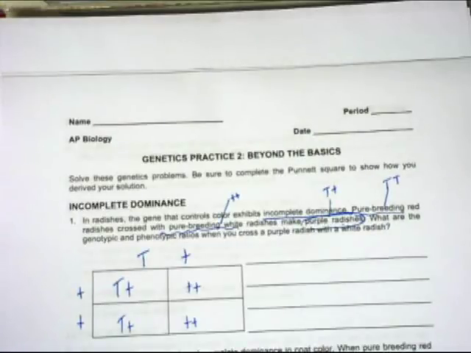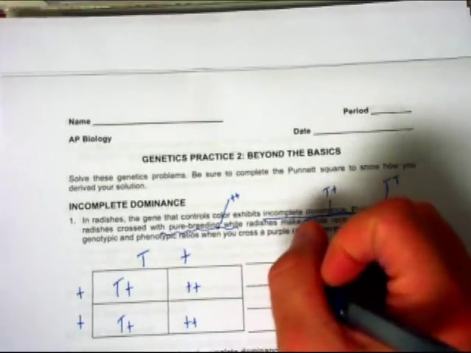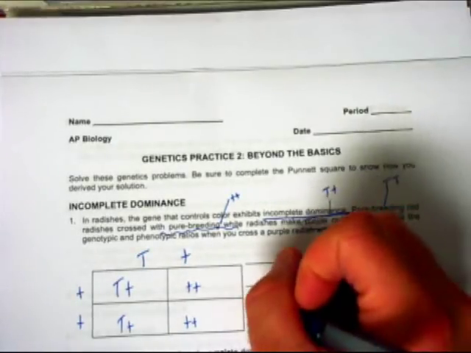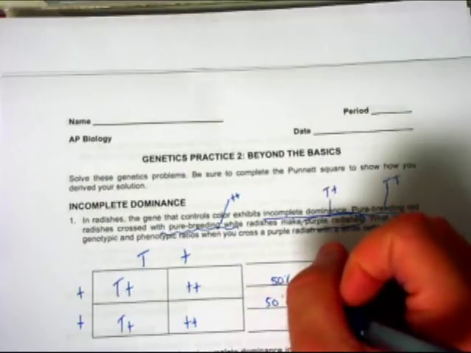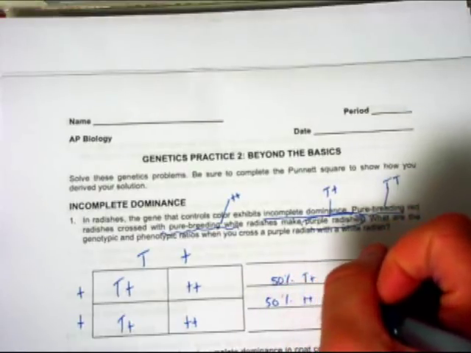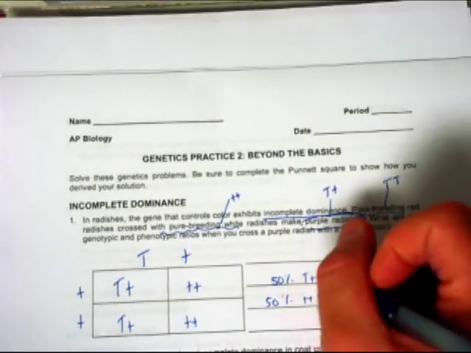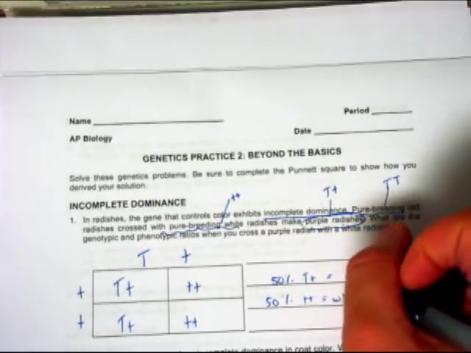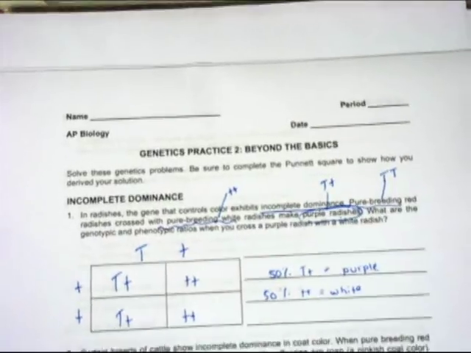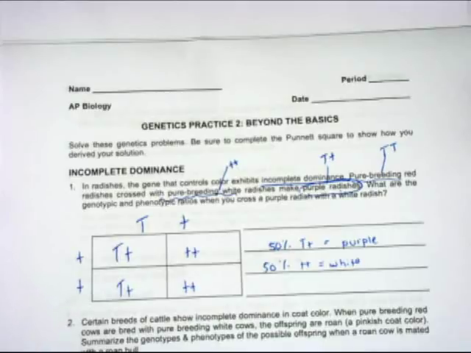And so I would say that you've got 50% that are big T, little t, and 50% that are little t, 50% of them are white, and then 50% are what? Purple. Purple. Yay.